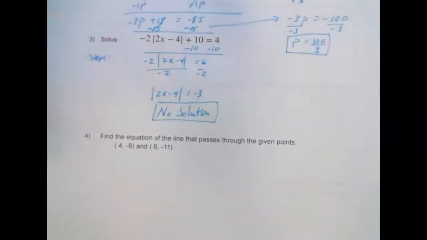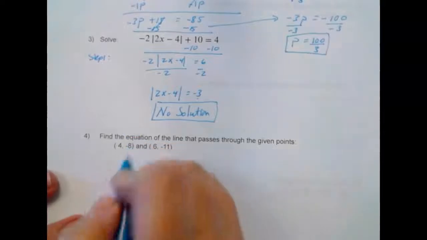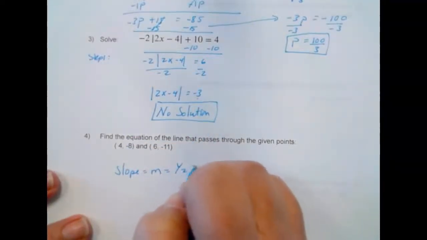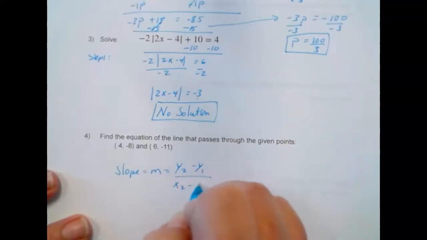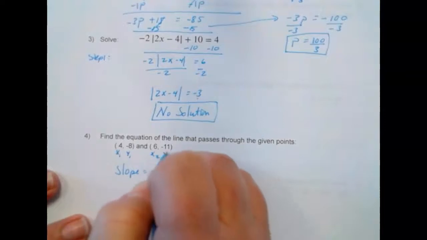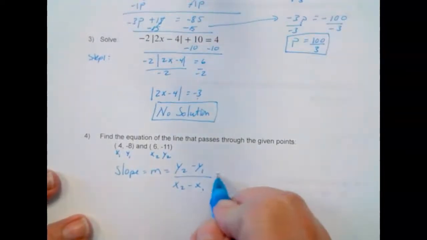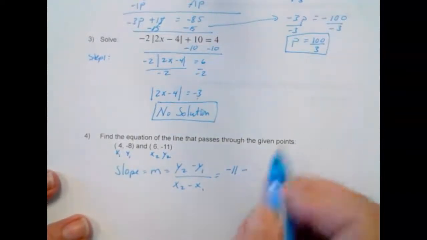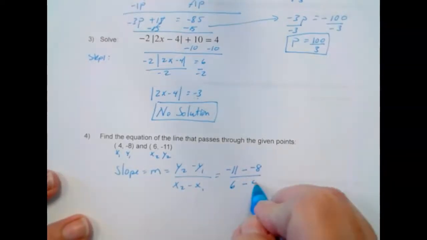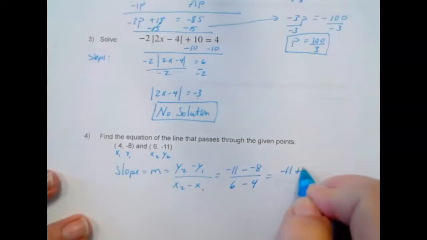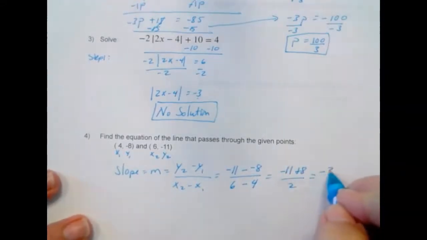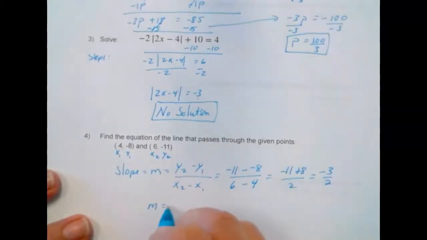And then lastly on the front page is number 4. Find the equation of the line that passes through these points. The first thing you have to find is your slope. If you recall at all, slope is y2 minus y1 over x2 minus x1. So I'm going to put underneath x1, y1, x2, y2. So my y2 is -11 minus my y1 is -8 over my x2 is 6 minus my x1 is 4. That's a -11 plus 8 over 2, which is -11 plus 8 is a -3/2. So now I have my slope.